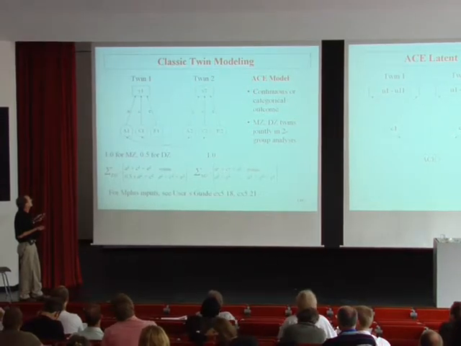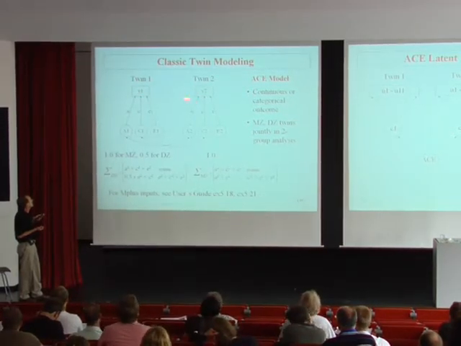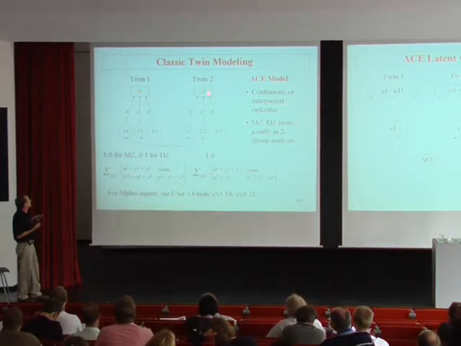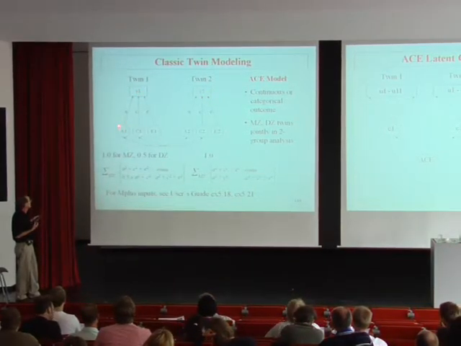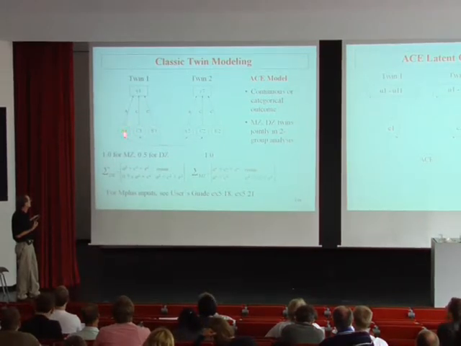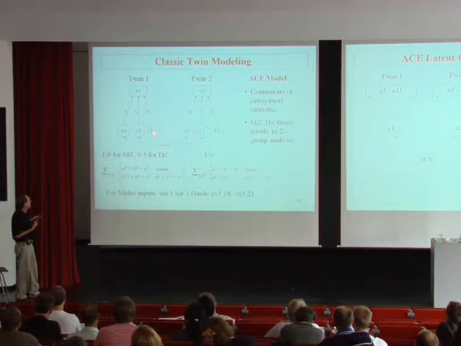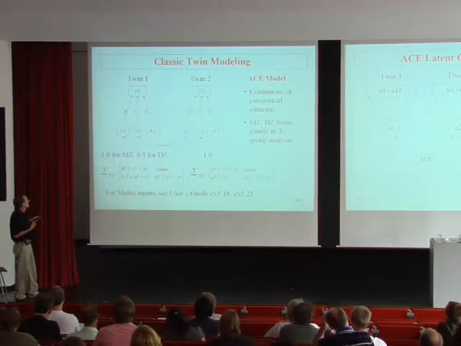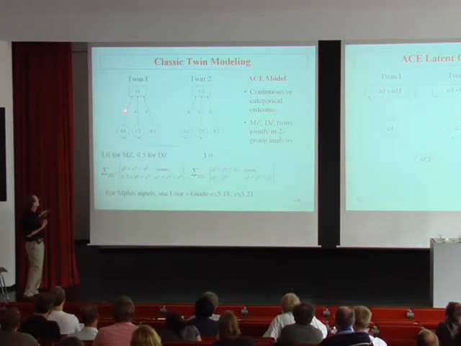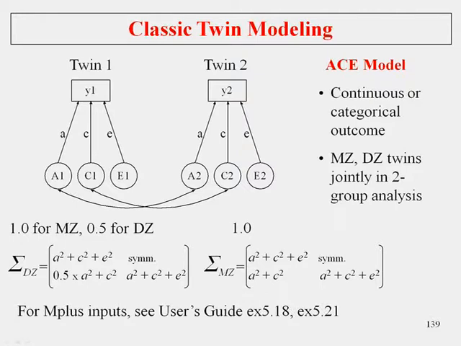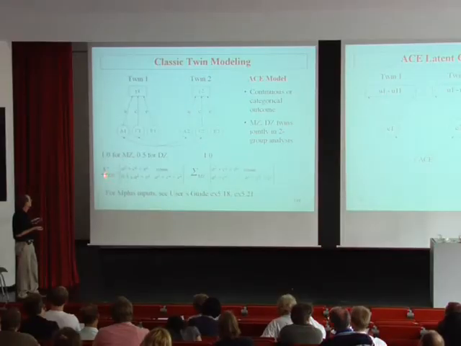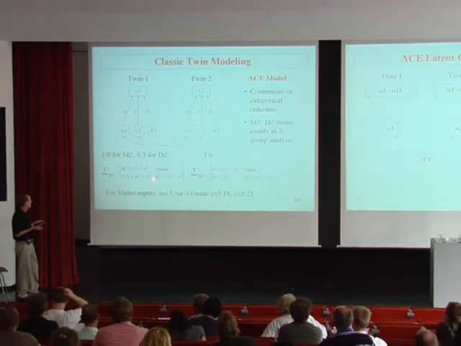For those of you not familiar with the twin model, you have twin 1 and twin 2 here. Here's one continuous dependent variable, and you have three factors: the additive genetic factor, the common environmental factor, and the unique environmental factor. What you want to study is the strength of influence of those on the response, particularly how strong the genetic component is relative to the others. It gives you a covariance matrix for the two variables, y1 and y2.